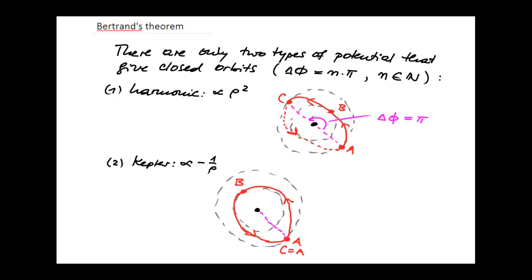This implies that for the angle phi, as the body goes from A to C, its angular coordinate phi changes by delta phi equal to 2 pi. And as we will see next time, the form of the trajectory is again an ellipse, but in contrast to the harmonic potential, the center of the potential is no longer at the center of the ellipse, but it's at one of the focal points of the ellipse.